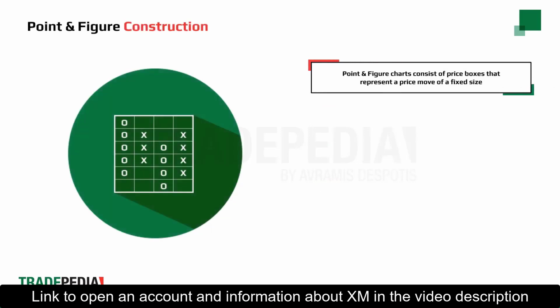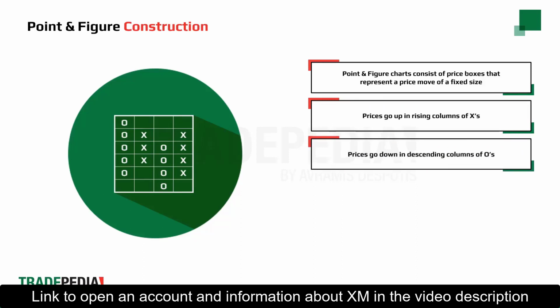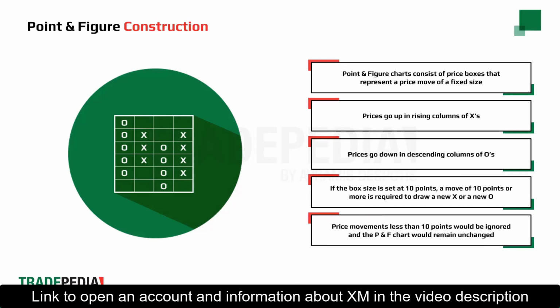Point and figure charts consist of price boxes that represent a price move of a fixed size. Prices go up in rising columns of X's and down in descending columns of O's. If the box is set at 10 points, a move of 10 points or more is required to draw a new X or a new O. Price movements less than 10 points would be ignored, and the point and figure chart would remain unchanged.